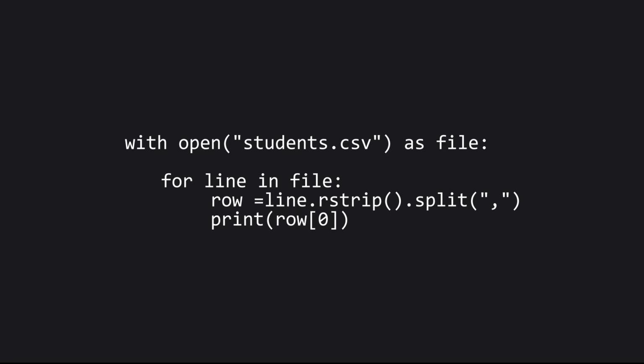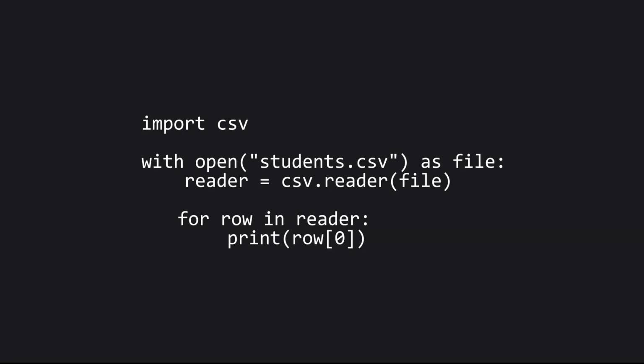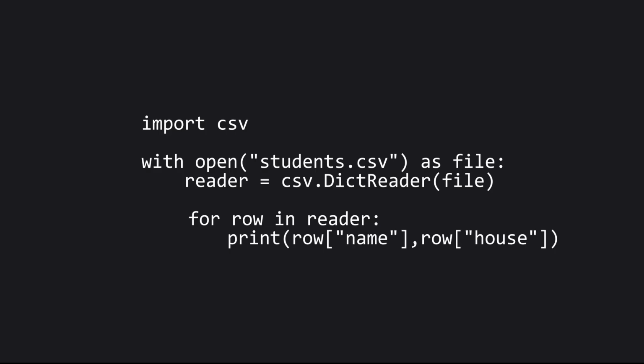The better way is to use Python's CSV module. The CSV reader reads each row as a list of values. Even better is DictReader. DictReader uses the first row as column names. Then each row becomes a dictionary. You can access values by using the column name. This makes your code much easier to read and understand.